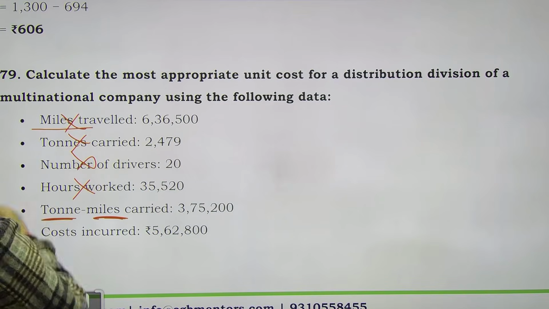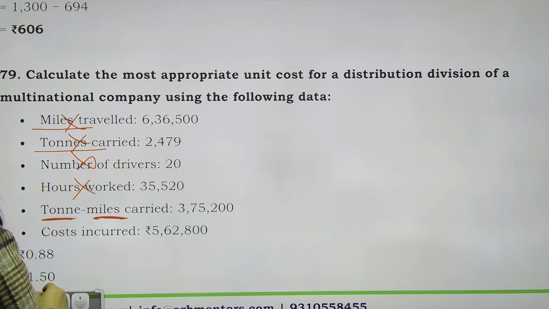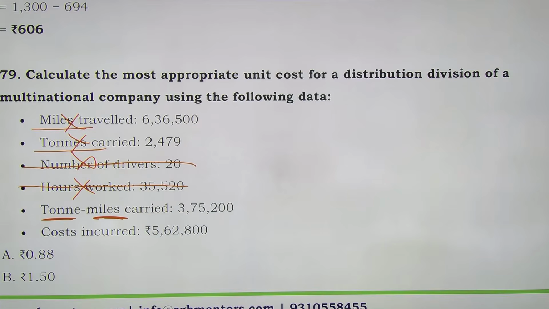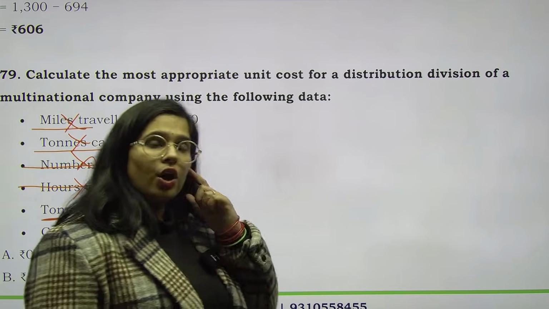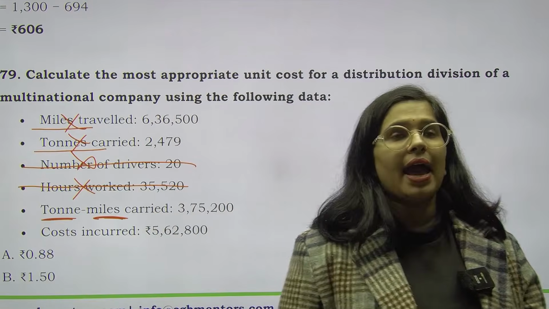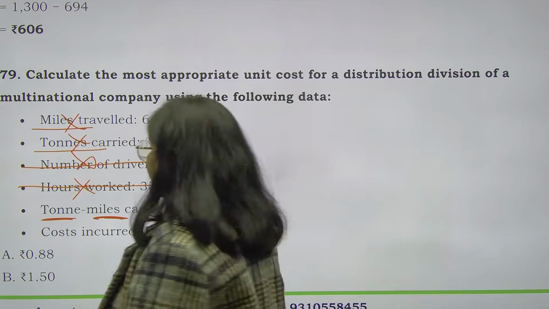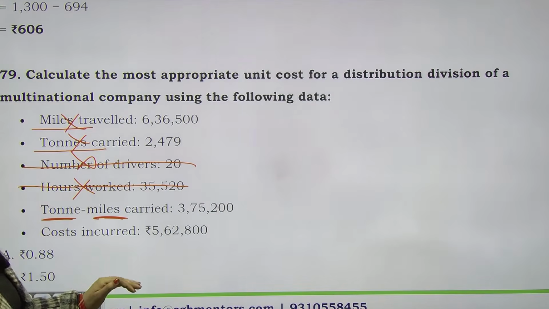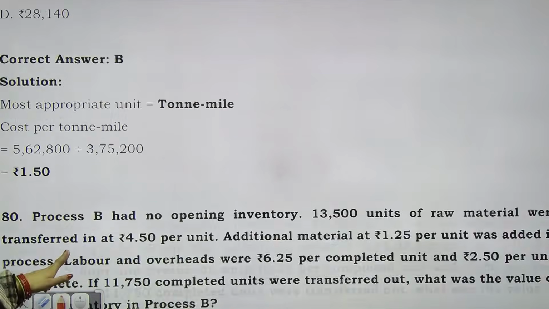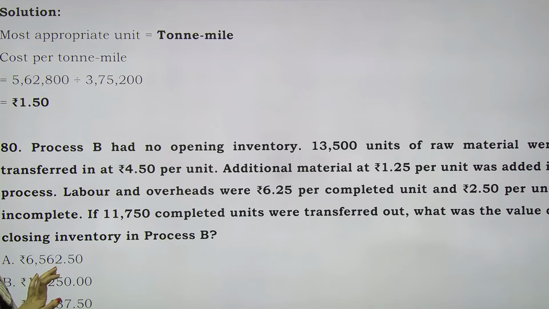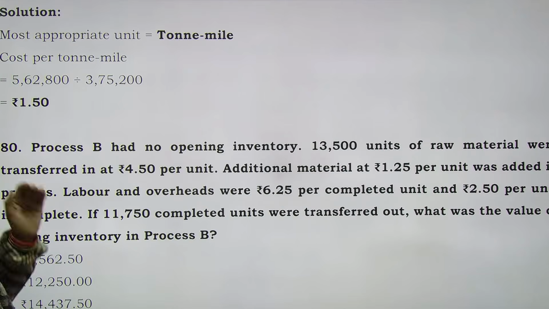This only talks about the kilometers. This only talks about tons. Number of drivers से मुझे कुछ नहीं करना है, hours worked से कुछ नहीं करना है, because the cost I am incurring is because of what the load I am taking and for what kilometers I am taking that in, right? So ton mile is something that is useful for me. How I'll be finding out the per unit cost? Total cost divided by this. ठीक है, 1.50.